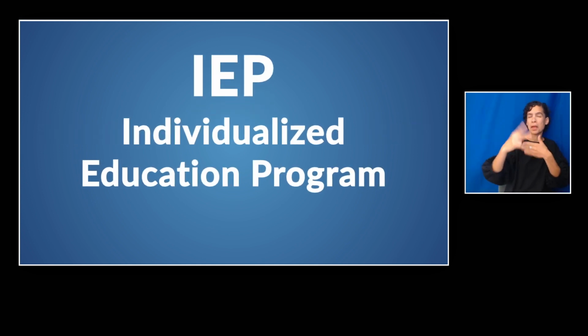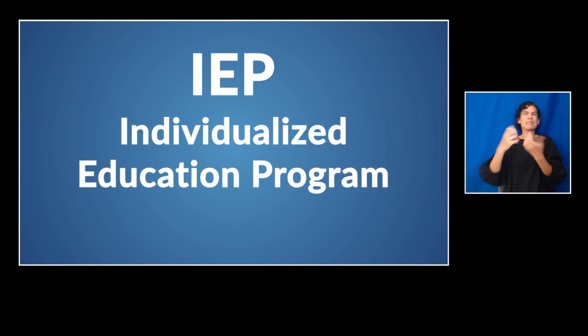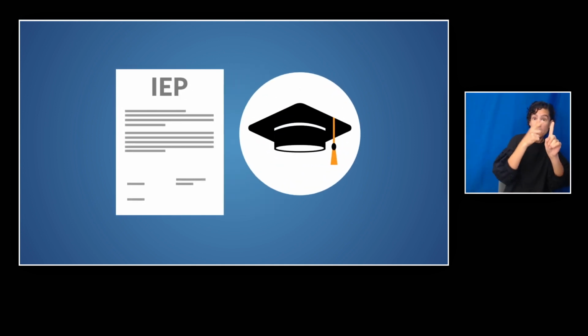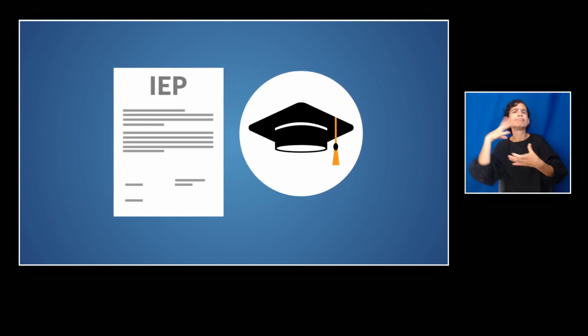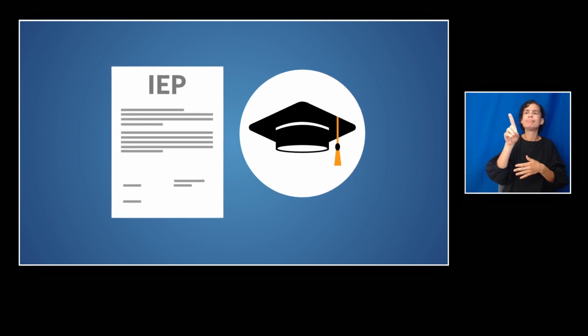Well, an IEP, or Individualized Education Program, is exactly what it sounds like. It's designed to meet the unique needs of each student. IEPs can include academic goals for the student, as well as goals that address other disability-related needs that impact the student at school, like behavior, social-emotional needs, or communication.